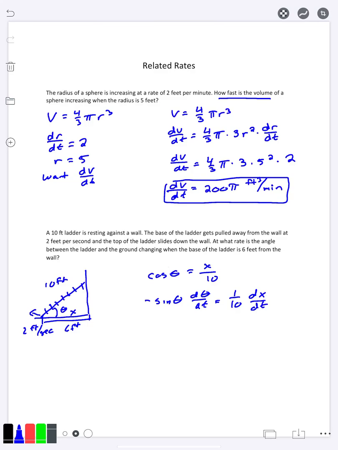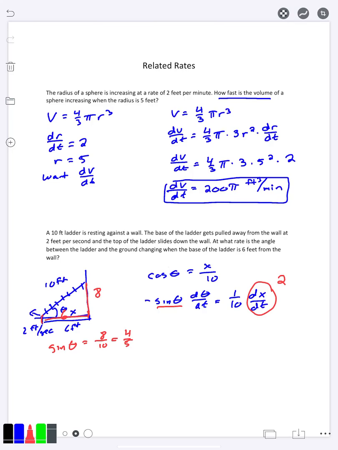And so now we plug in the things we know. We know that dx dt is 2. That's how fast this side here is increasing. The problem is I don't know what sine theta is, but we can actually figure it out here. If we know that this side is 6, then by Pythagorean we can see that that side is going to be 8. If that side is 8, then sine of that angle right at that time would be 8/10, or 4/5.